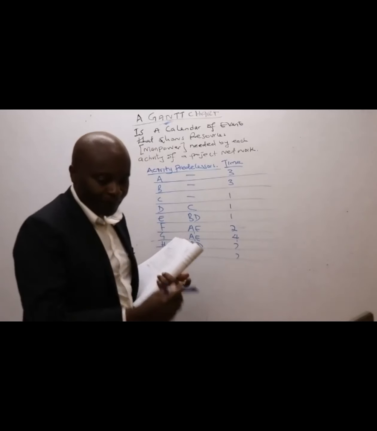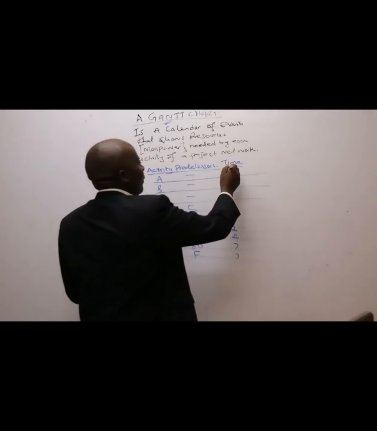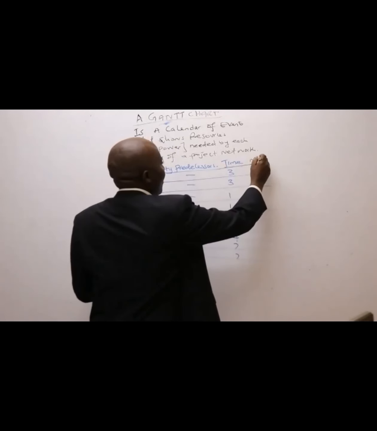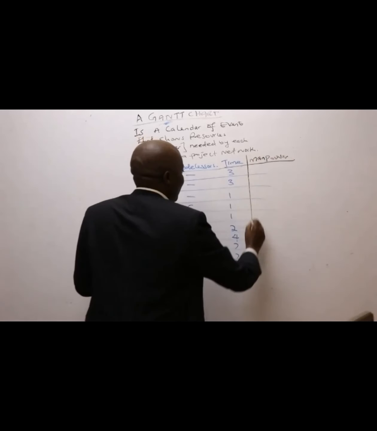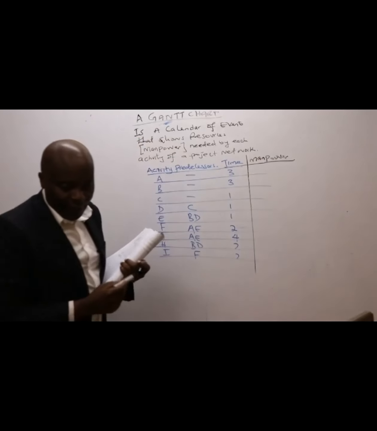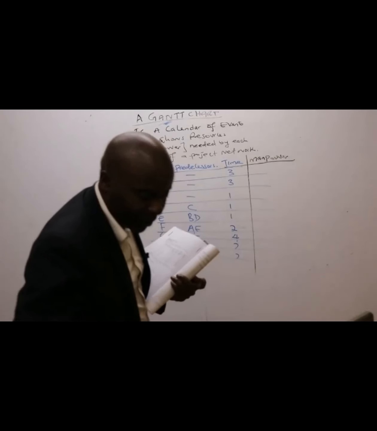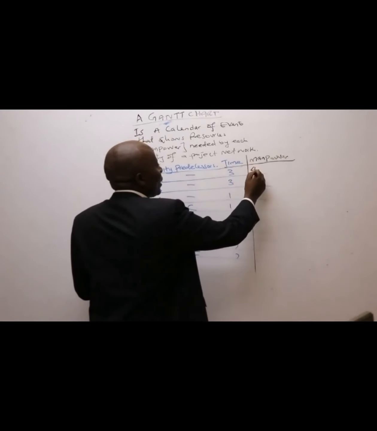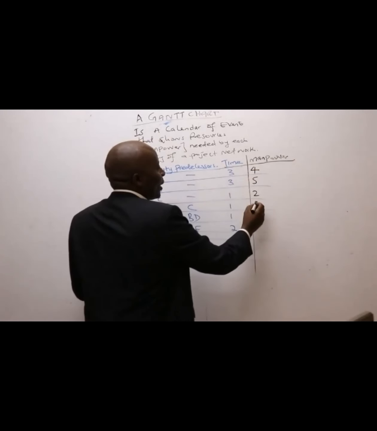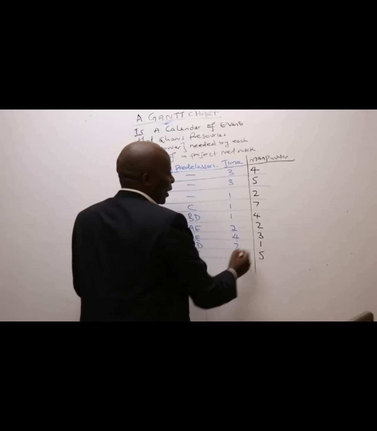Great. And then they have given us here manpower, the personnel needed, the number of people, to be able to execute this. They have given us 4 workers, 5 workers, 2 workers, 7 workers, 4, 2, 3, 1, and 5 workers, like that.